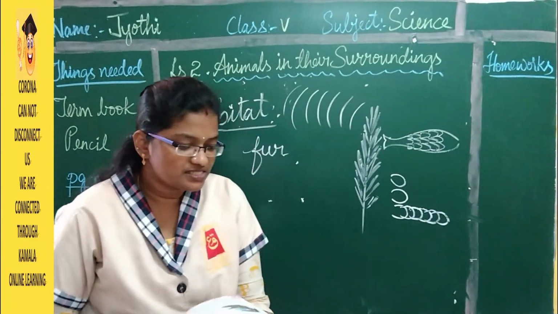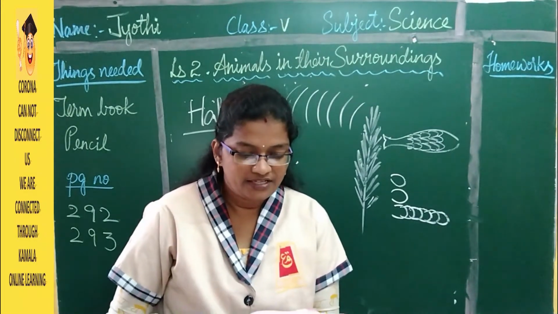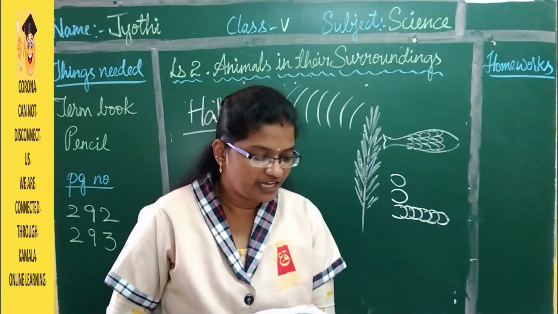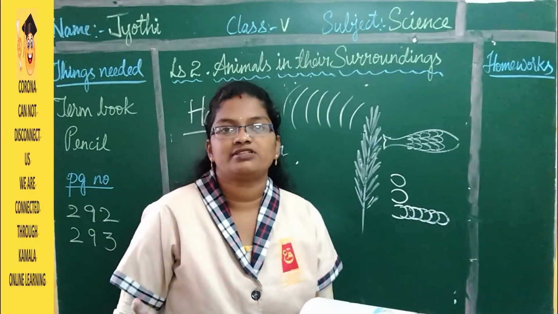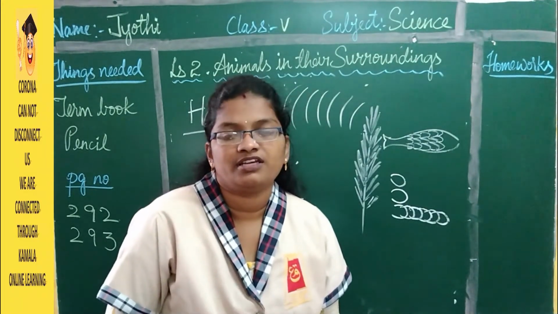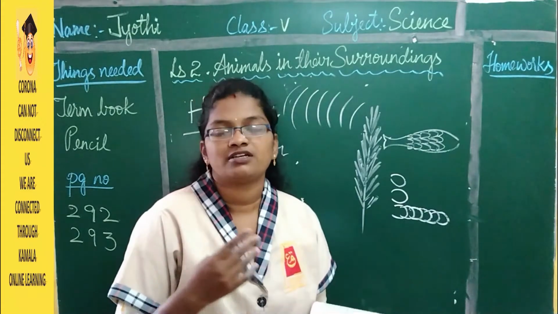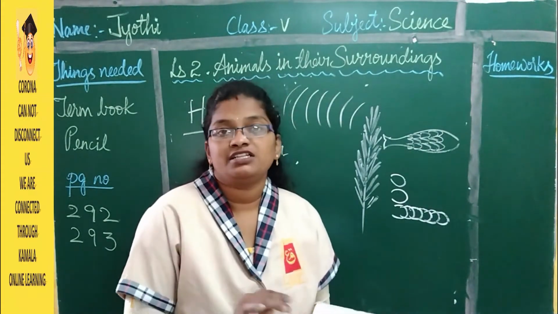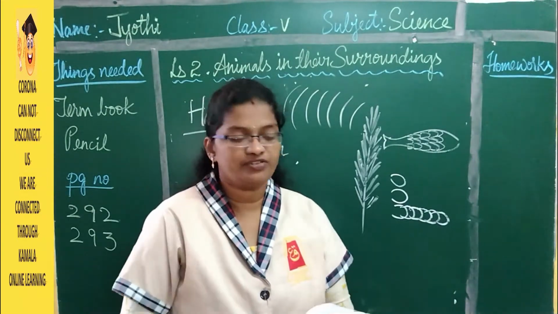Then animals have different skin coverings to adapt and live comfortably in their habitats. So their skin is also different from one place to another. A few mammals live in dry areas where there is no water, and a few mammals live in cold areas. So the climatic condition is different from here to there, so their skin also will be different.